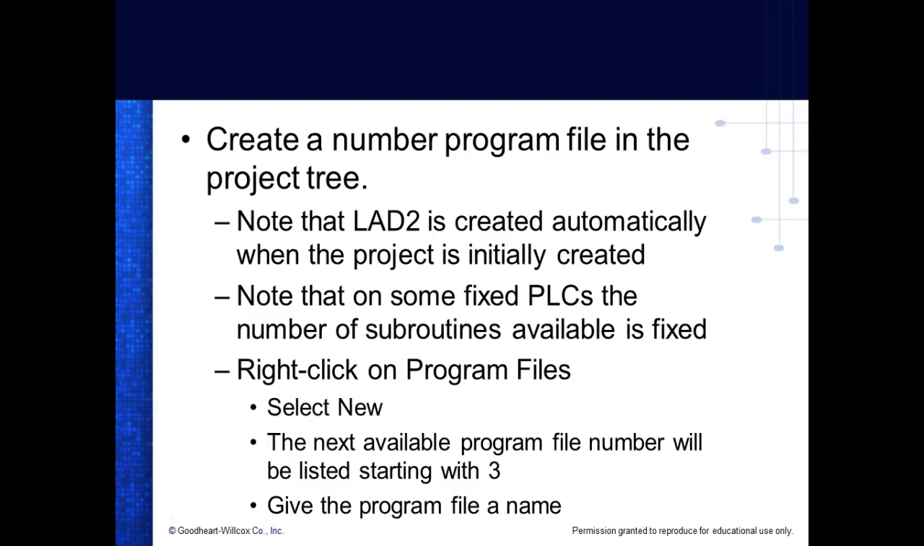Okay? Right click on the program file listing in the project tree, select New. Next available program file will be listed starting at 3. Give it a name. The name's optional, but if you leave it at file 3, it'll come up and say ladder 3, ladder 4, and now you have no idea what these subroutines do. So what you need to do is give that thing a name, right? You understand that? So that way you can look at the tabs and tell what they do.